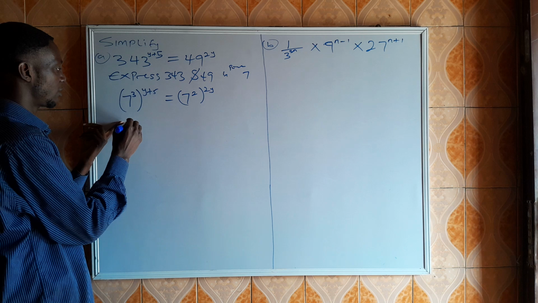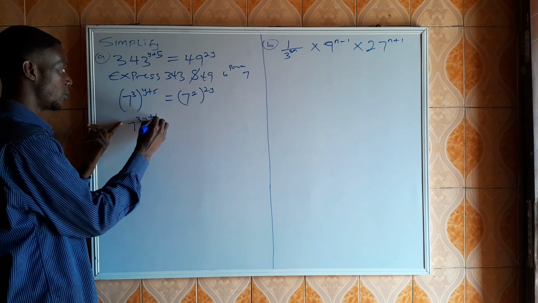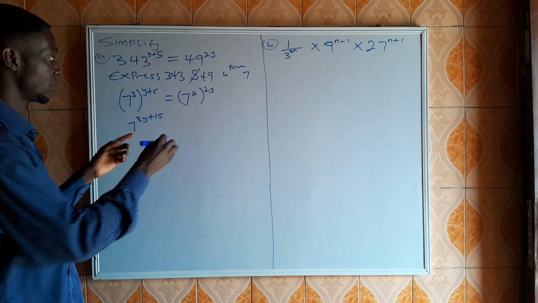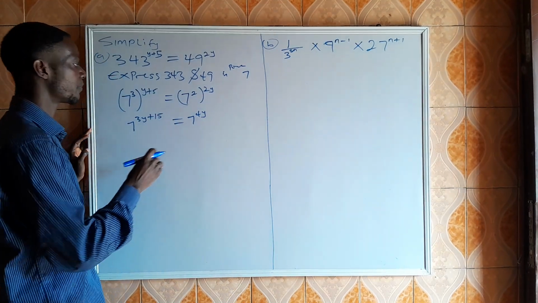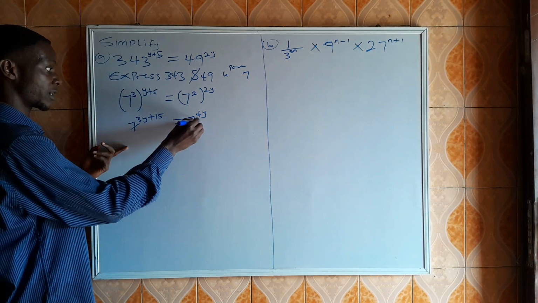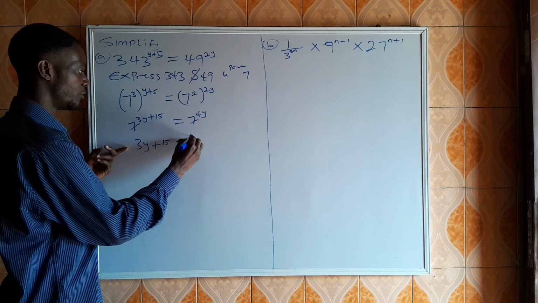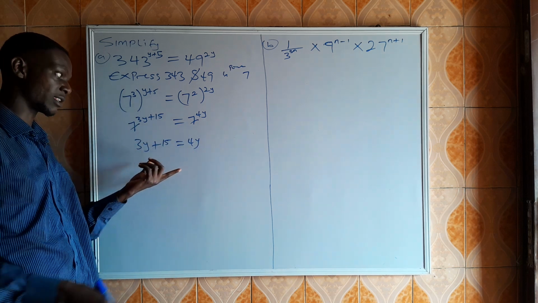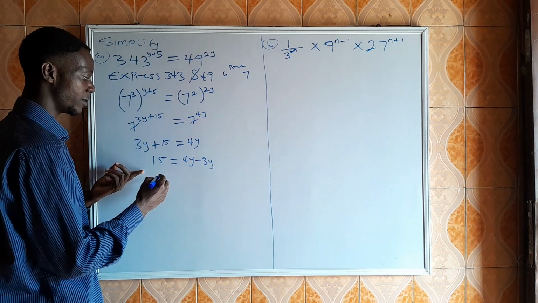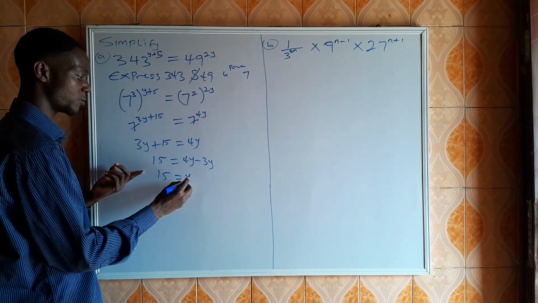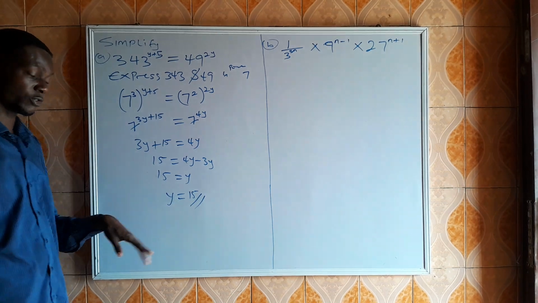So we have 7. Now let's open the bracket. So we have 3y plus 15. We have this to be 7 to the power 4y. Now from here, the base can cancel out the base. So you have 3y plus 15 equals 4y. Now, collecting the like terms, you can have 15 equals 4y minus 3y, and the 15 will be equal to y. So we have y equals 15. And this will be the answer.